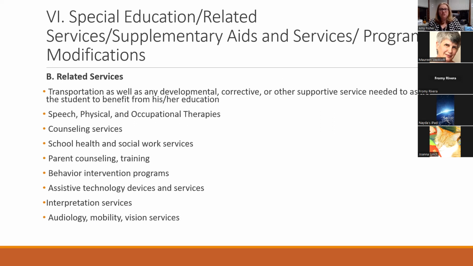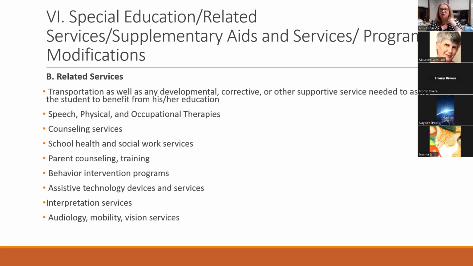Part B of section 6 of the IEP is related services. This is where you will see things like transportation. A lot of students who are receiving special education will get curb-to-curb transportation because it suits them better than riding a big school bus with all of their peers. Speech, PT, OT, counseling services, school health services if you have a child with complex medical needs that needs medication administered, that needs regular nurse check-ins for any variety of things. That would be included in related services.